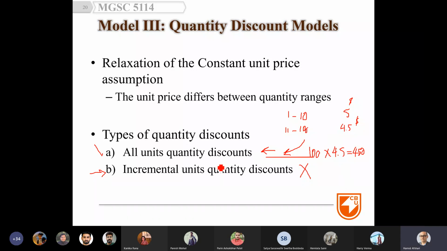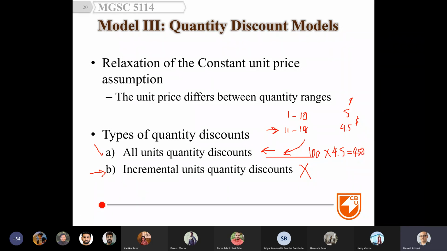So I should just see that 100 is in which bracket. So that's in this range. So I am buying 100. So 100 multiply, how much is the price of each unit? 4.5. So it will be 450.